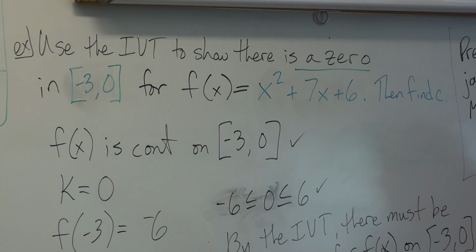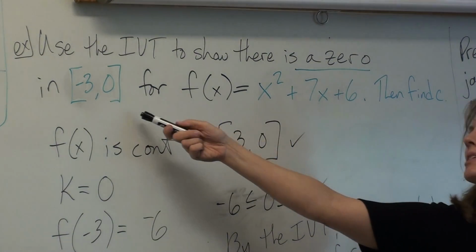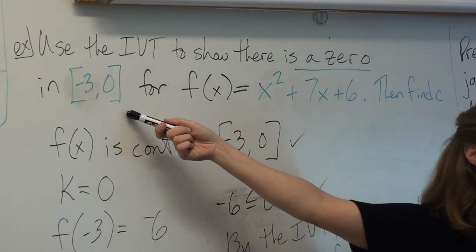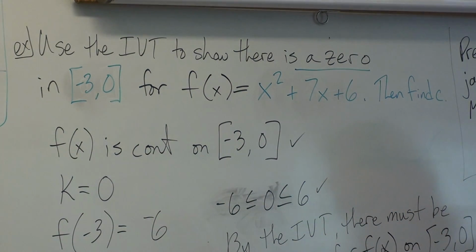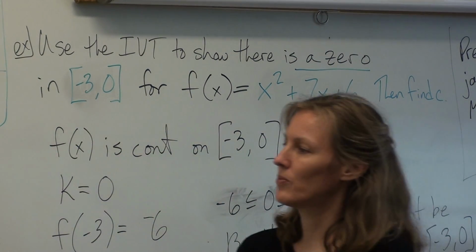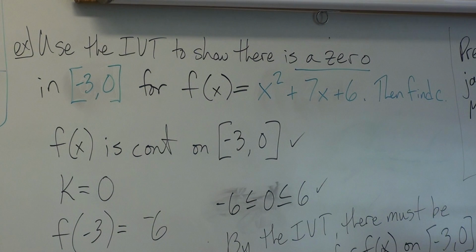Why? Because we restricted the domain of this function, we're just focusing on -3 to 0, so that c value needs to be inside of that interval. That's why we say in our theorem, c has to be in the interval AB.